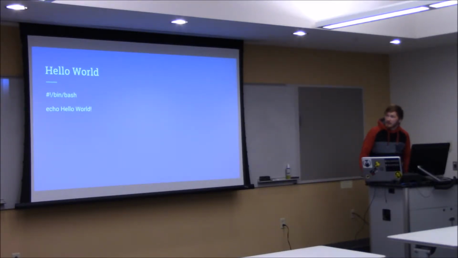So this is what hello world looks like in bash. As you can see, it's only 2 lines. The first one is what's called the shebang line, shebang /bin/bash. Basically, that just tells the system where the bash interpreter is, so it knows how to run the file. And then the second line is just echo hello world. No semicolons, no parentheses, no quotation marks, just hello world.